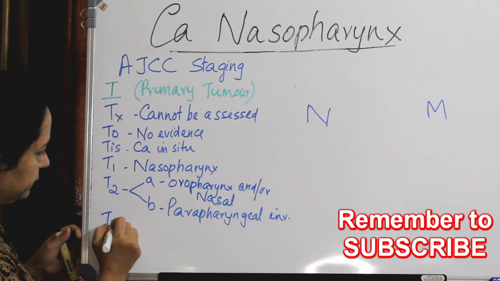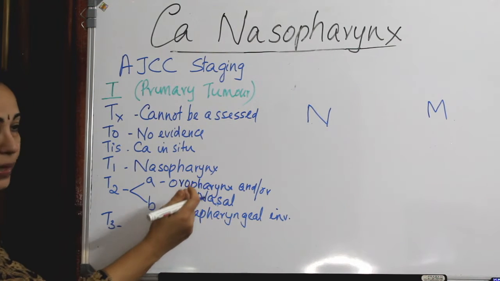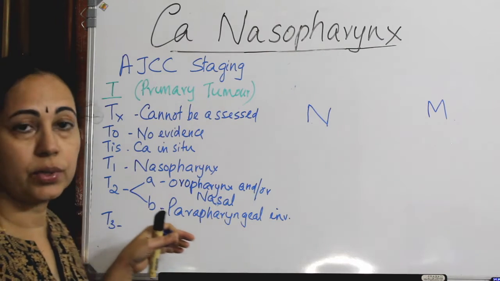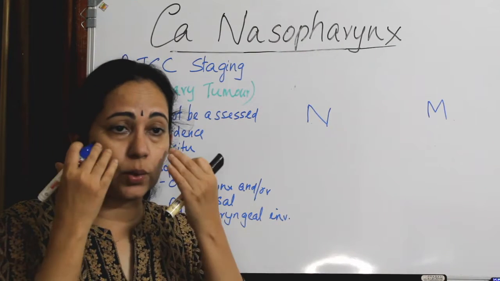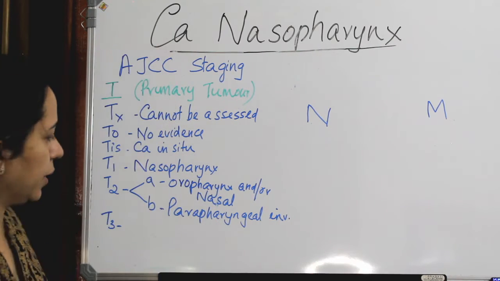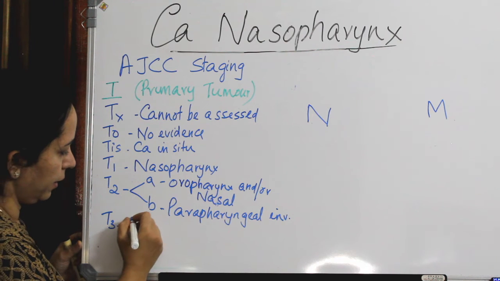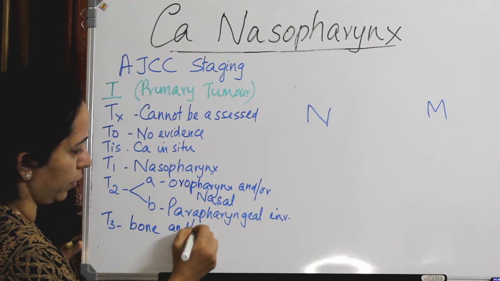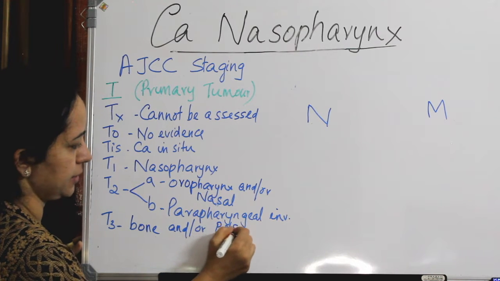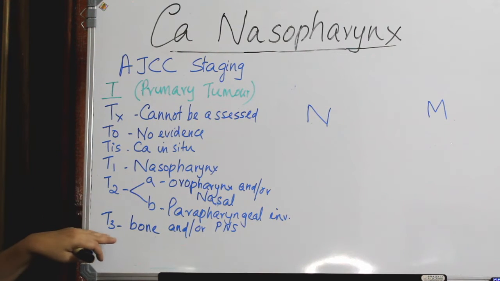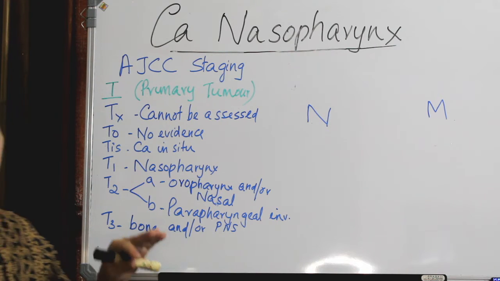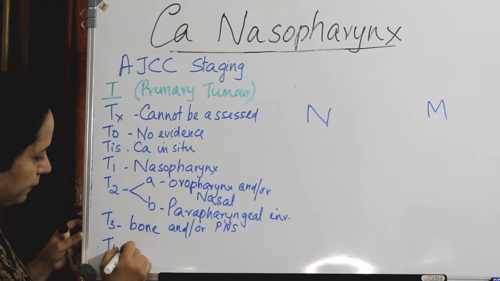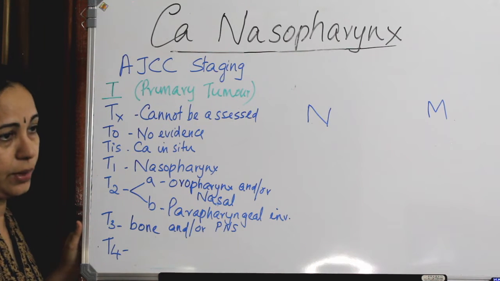And T3, so oropharynx and nasal cavity has already been staged in T2, and what is remaining there? Bone is there and also paranasal sinus are there. So any tumor involving bony structures and or paranasal sinuses, that is T3. Okay. So involving the bone and or paranasal sinus is called T3, and T4 is intracranial extension.